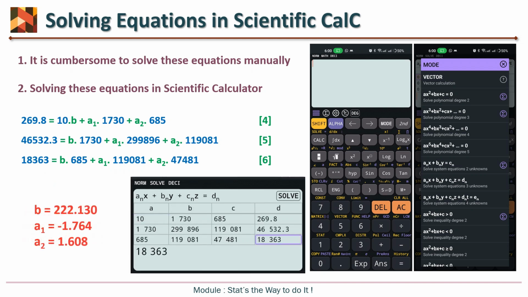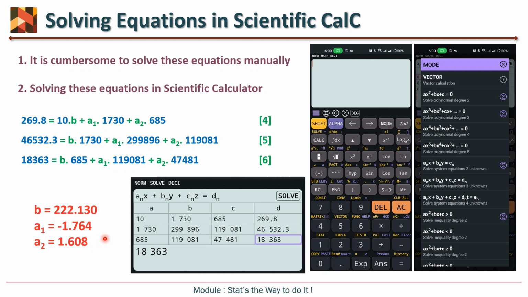So you have to put the values like this. You can tally here: 10, 1730, 685, 269. So remember this pattern. Equal to value you have to put in the last column. Now as soon as you put all the values in the calculator, you just have to press equal to, and the first value you will get is for B. This value came out to be 222.130 directly. Then the second value we get is for A1, which is minus 1.764. Third value is A2, that is 1.608.